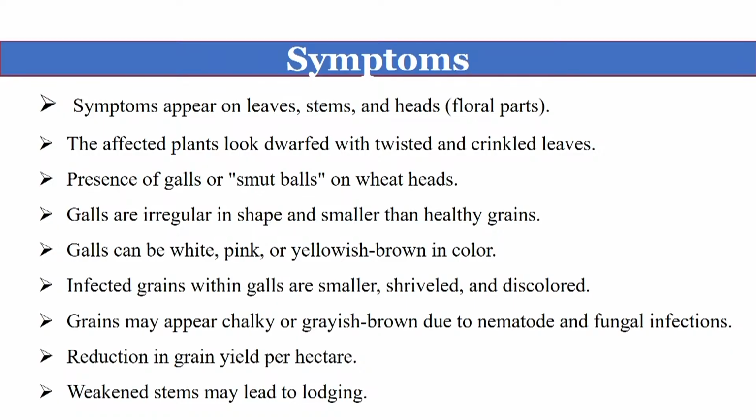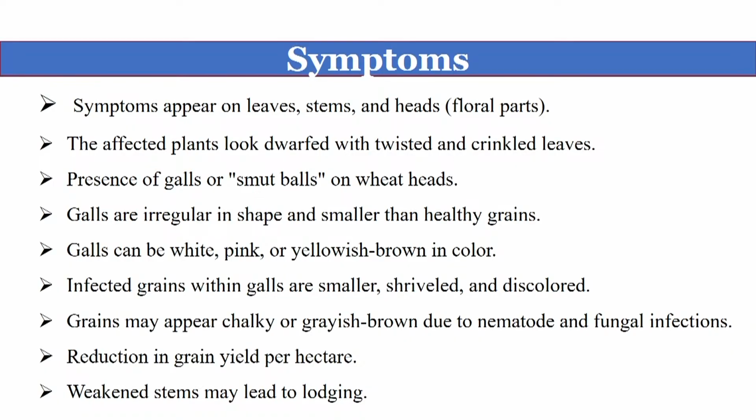Dear learners, now we will talk about the symptoms. The symptoms appear on the leaves and stems as well as the head, that is the floral part of the crop, and the affected plants look dwarfed, with twisted and crinkled leaves. So you can easily identify these symptoms in your field. Galls and smut balls may sometimes be observed in the field. Galls are irregular in shape and smaller than healthy grains, and can be white, pink, or yellowish brown in color.